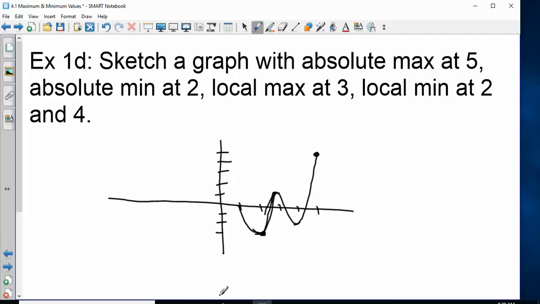What I recommend on these, once you draw it, go back through and make sure you met your requirements. You know, I have the absolute max at 5, absolute min at 2, local max 3, local min 2, local min 4. So just run back through and make sure you met your requirements. Questions there?